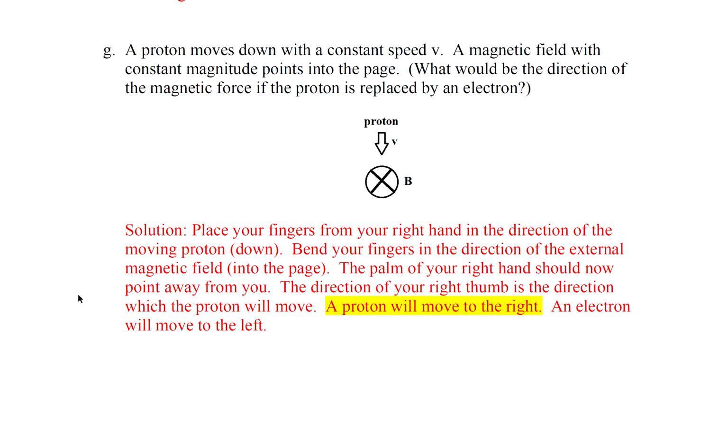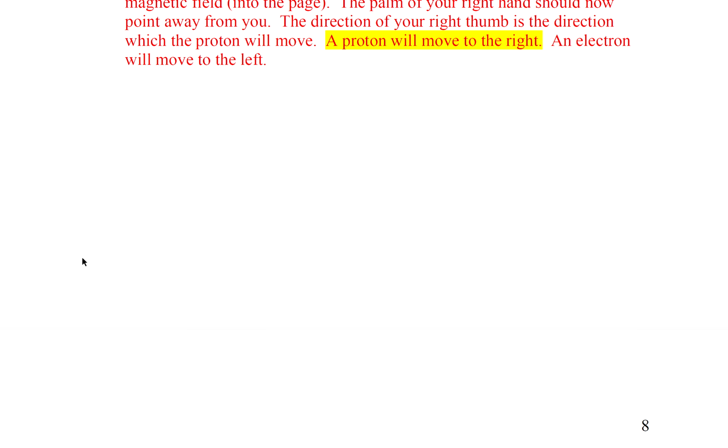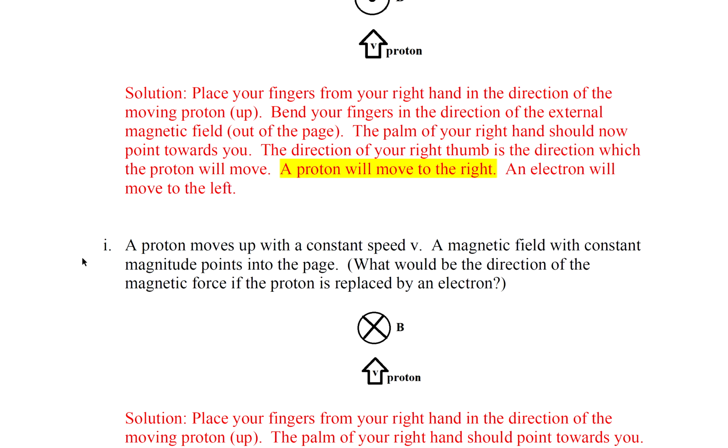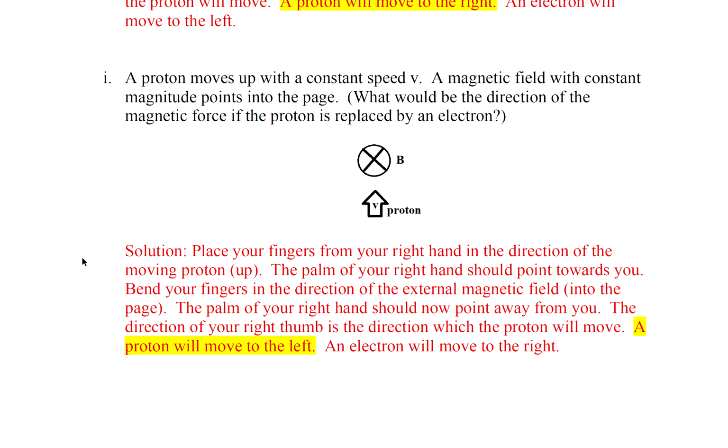Part G, QV points down, B points into the page. So your palm is going to face away from you. Now when you bend your fingers away from you, your thumb points to the right. So pause the video, try to solve for H. Now pause the video and solve for I.